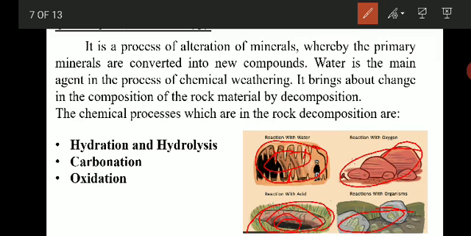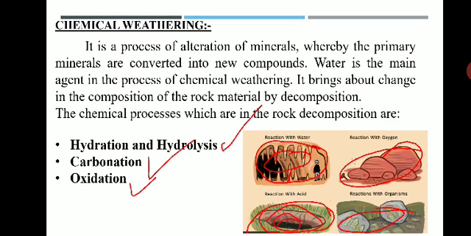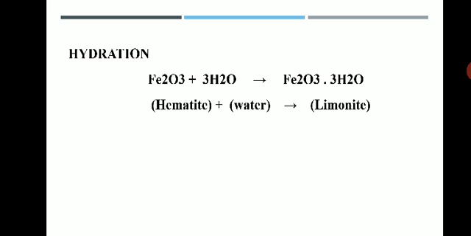So there are different chemical processes in rock decomposition. They are, the first is hydration and hydrolysis, then carbonation and oxidation. These are the chief chemical processes which take place on the rock, and the rock starts decomposing. So we will see one by one what they mean. First we will discuss what is meant by hydration. The name itself tells you that there is water involved in it.